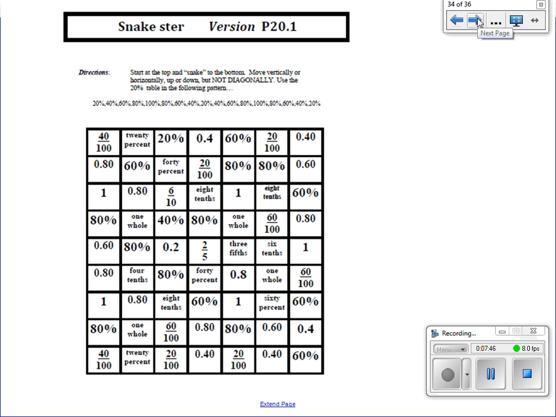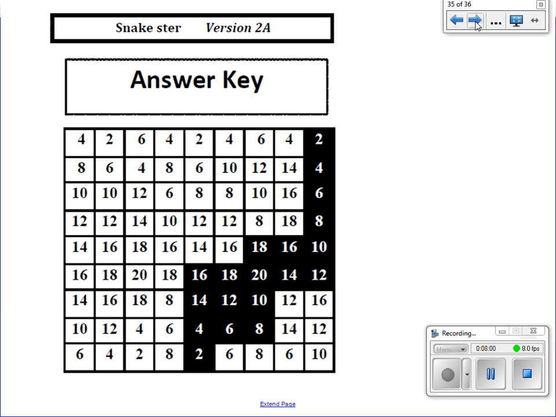Of course, these are not instructional sheets. These are not the first introduction. Something needs to be done to introduce kids to these concepts, but once they have been, these are very good for helping them to practice and then master them. Any other Snakester? Now, in the back half of the center are the answer keys.